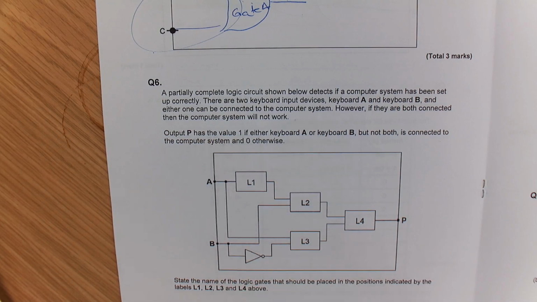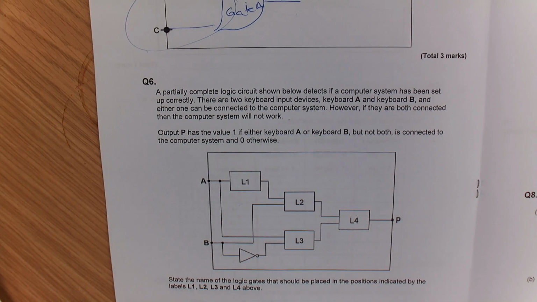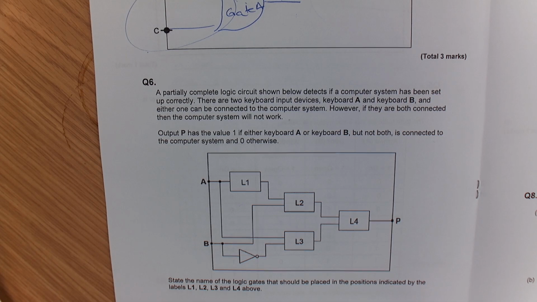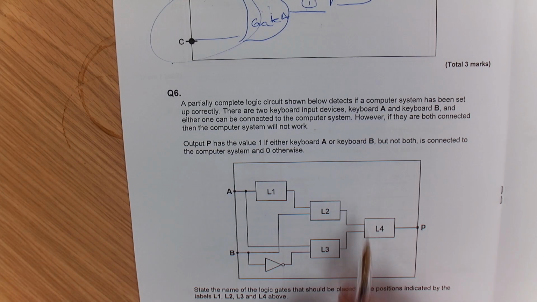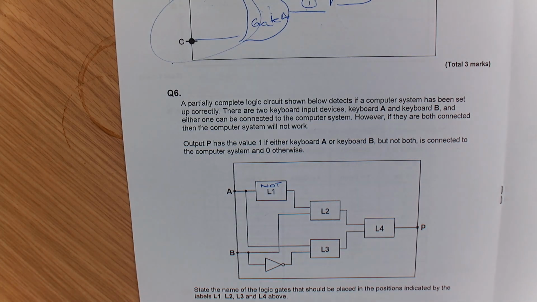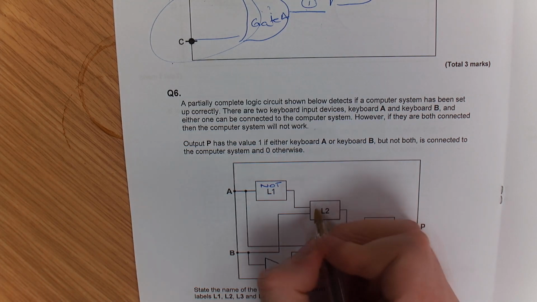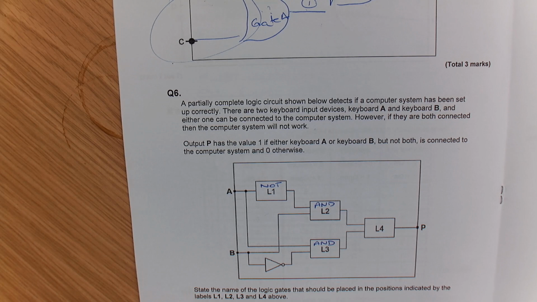Output P has the value 1 if keyboard A or keyboard B, but not both, is connected to the computer system, and 0 otherwise. All right? So, let me put in what the labels should be, and then we'll show you how it works. So what you should have had for label 1, even though it's over here, all right, is a NOT. All right, label 2 and label 3 should have been an AND, and label 4 should have been an OR.